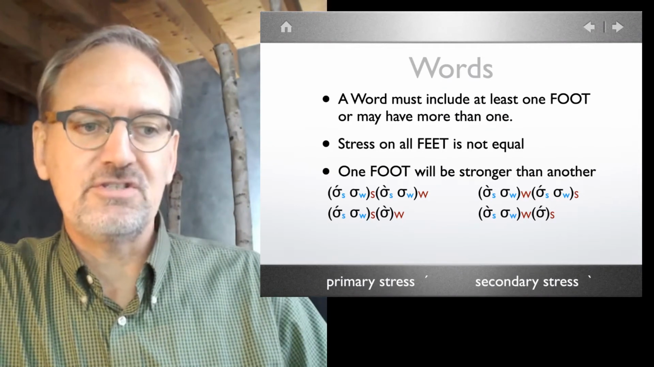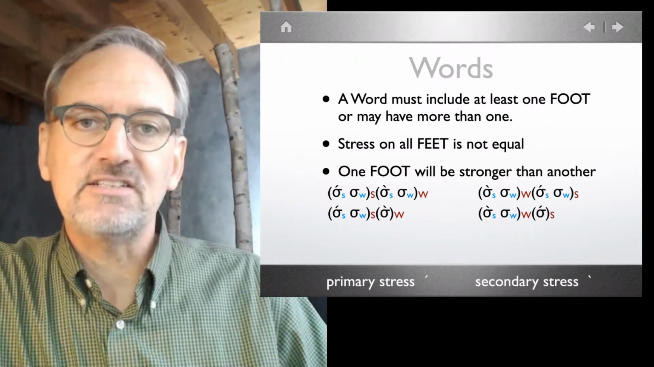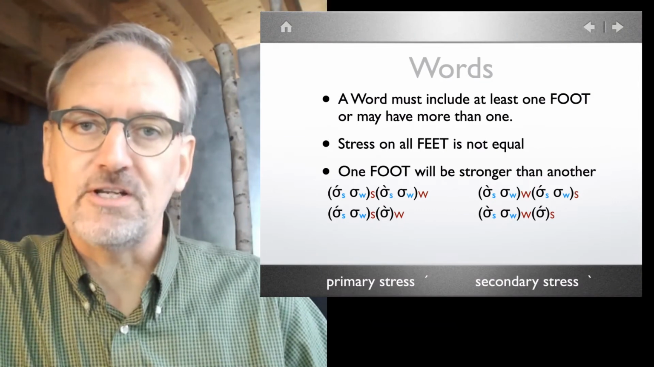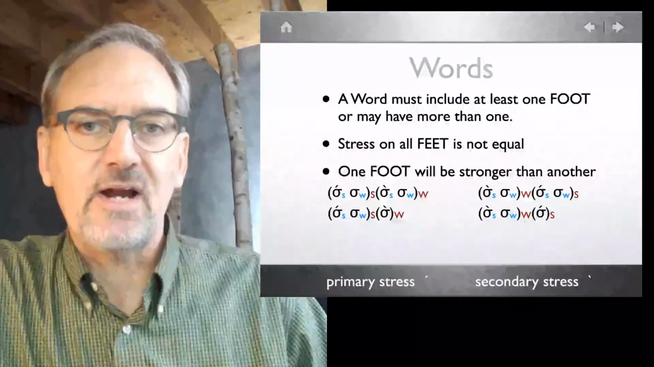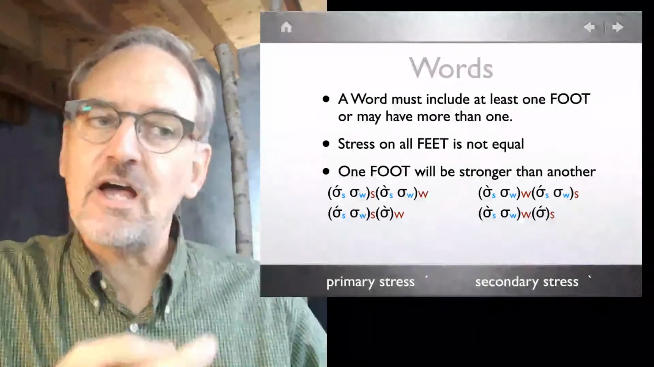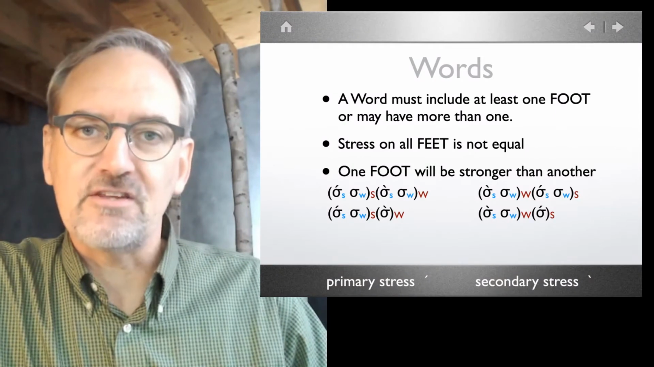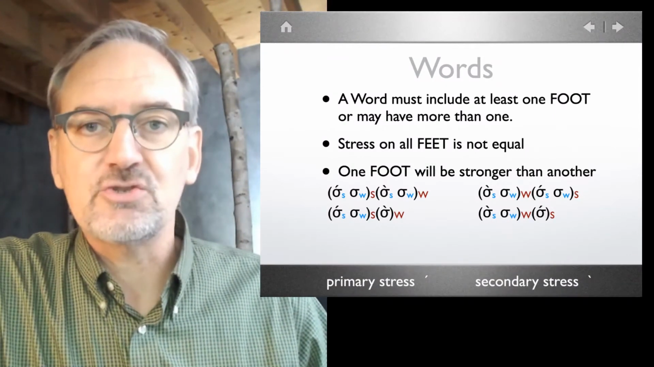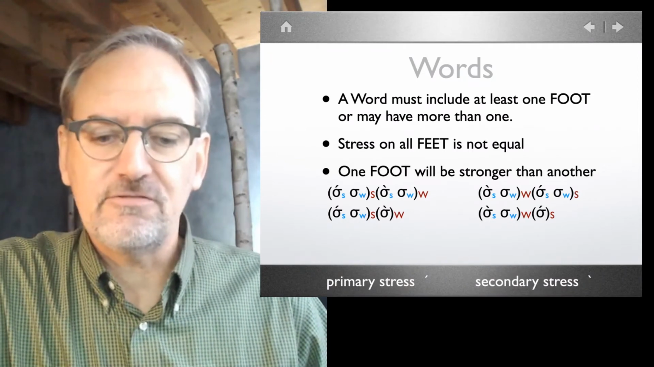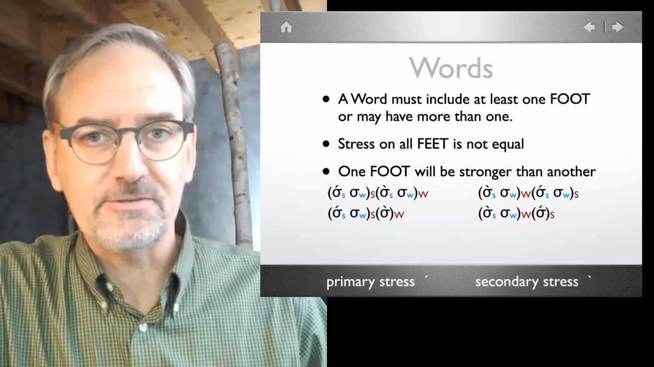But on the left, you see the bisyllabic foot is the strong foot, so primary stress falls on the strong syllable in the strong foot. Secondary stress falls on the only syllable in the weak foot. On the right side, you see that the secondary stress falls on the first syllable because it's the strong syllable of the weak foot, and primary stress falls on the only syllable in the strong monosyllabic foot.